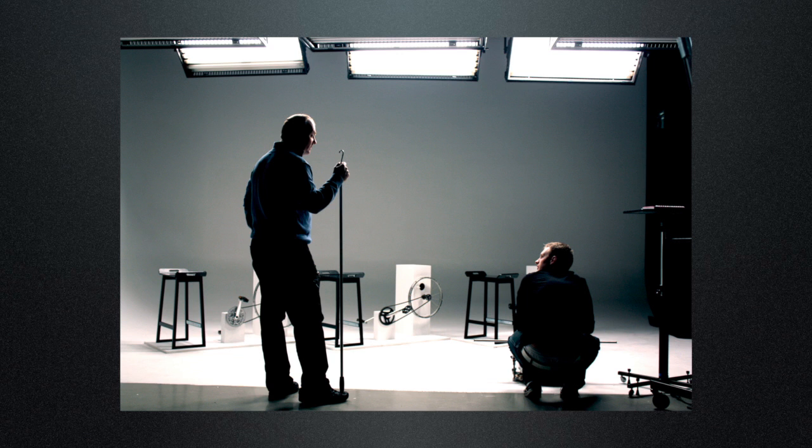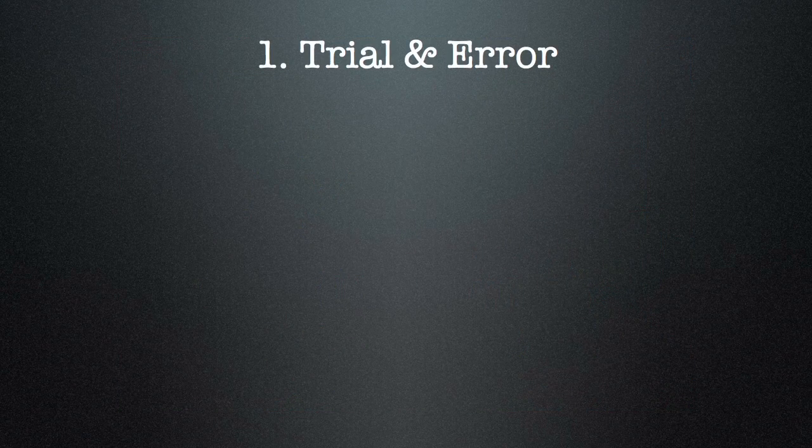So, the first of my three approaches is trial and error. So you would go and hire yourself some lights or get some lights from somewhere, borrow them from a friend, and just go and play and see what you can come up with. That's the most basic way of getting to grips with lighting. It's just trial and error.